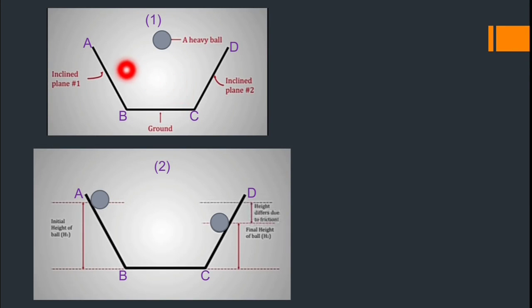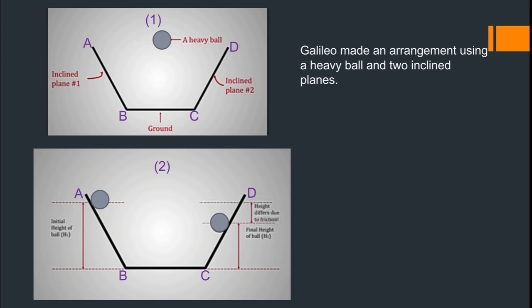So Galileo made such an arrangement using two inclined planes AB and CD and a heavy ball, as you can see in figure 1.